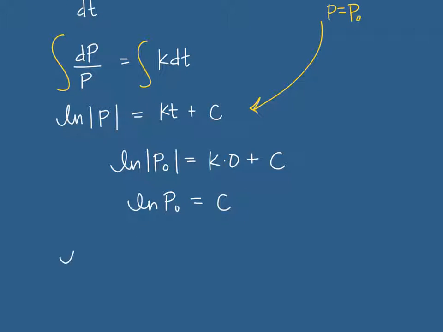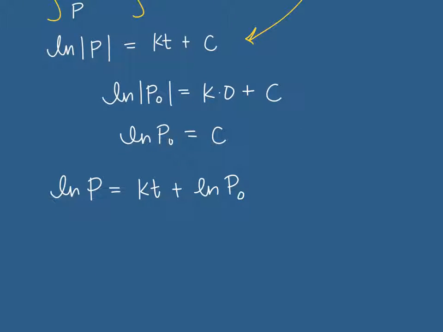So to finish solving this, we've got the natural log of the population is equal to kt, plus we just found the constant to be the ln of P sub 0. And all we have to do as our last step is to get P alone. And so how do I do that?